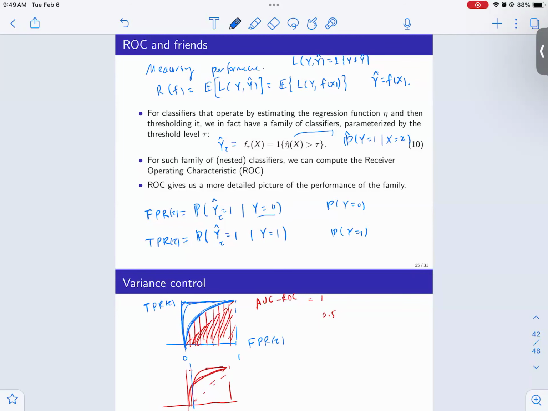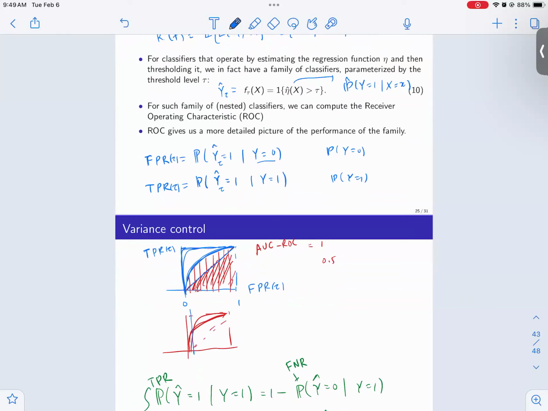A measure of how good it is, is the area under it. A random decision would have an ROC that is the 45-degree line. The perfect classifier would be the one that jumps from 0 to 1 and goes all the way. In practice you get something in between, and the closer you are to the ideal classifier, the better. We call the area under the curve the AUC, the area under the ROC curve, and it is a good measure.